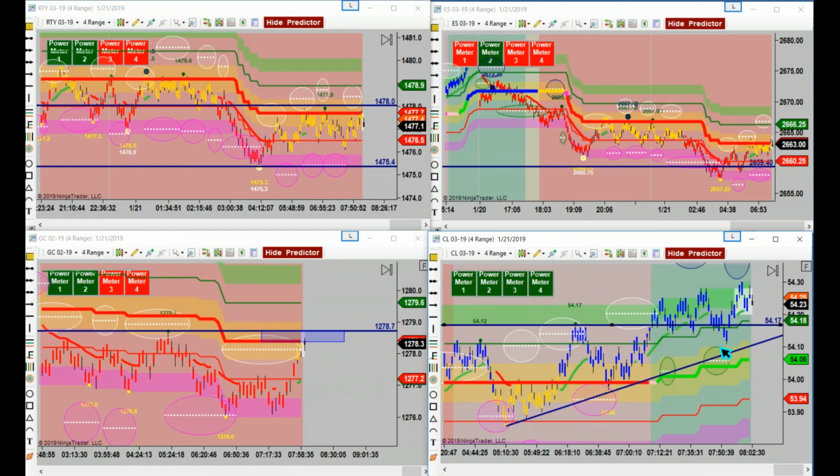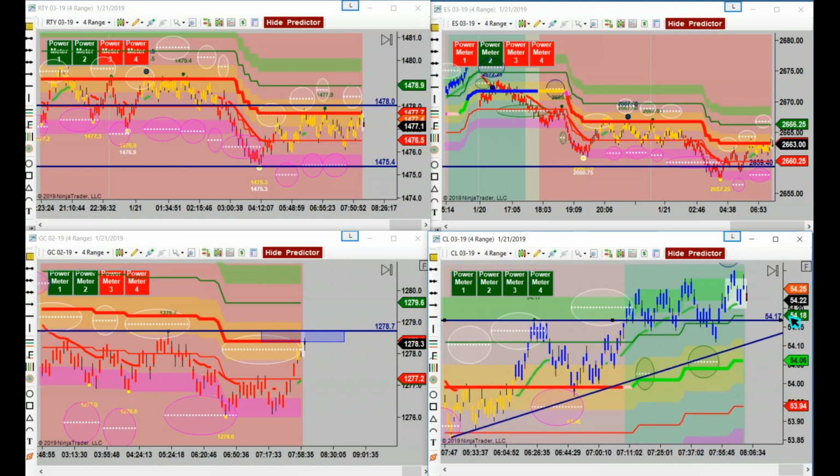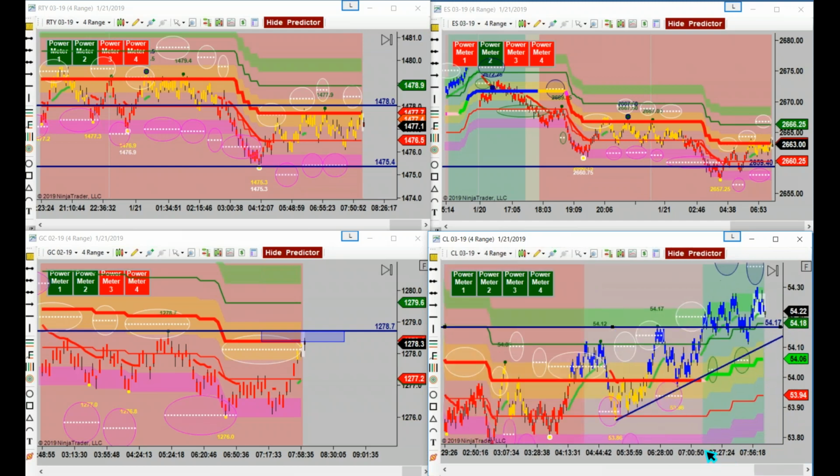So they're used for entries, not targets. Well, both actually. You can utilize predictors for targets too, especially when it's sideways. They're really good for sideways action because you can pretty much tell, in a sideways action, where you get in the low and sell at the high or vice versa.